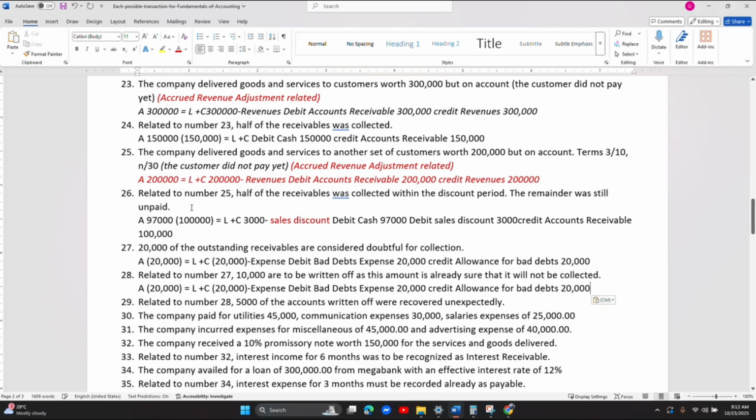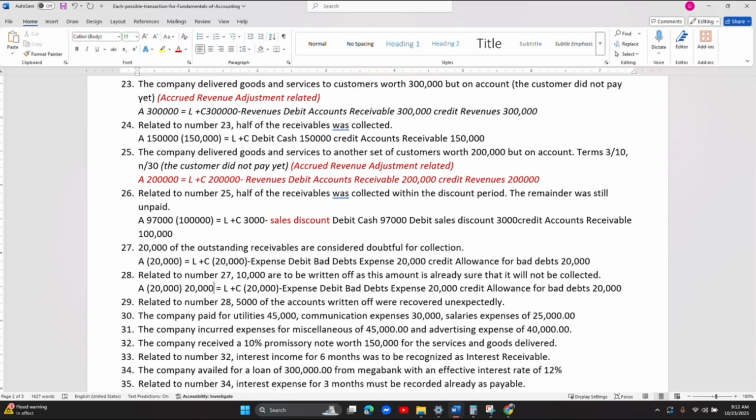First, on the asset side, the 20,000 will be deducted from the accounts receivable immediately. You have to eliminate this 20,000 already because it is already sure that it will not be collected. Okay? So, you have to credit accounts receivable. But the effect will be, there will be an addition also of 20,000 because you are also going to erase the allowance for doubtful accounts. Okay? Or the allowance for bad debts.